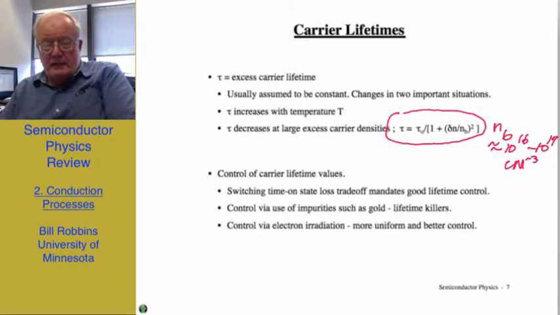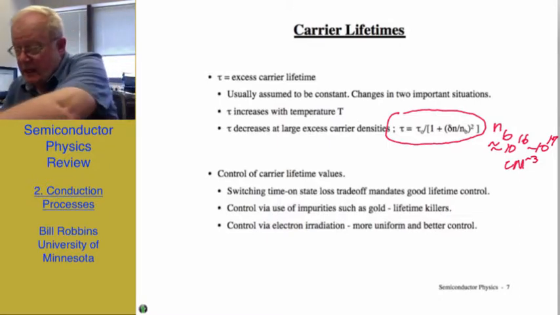There are two general mechanisms we use to control the carrier lifetime at the time of fabrication of the device. We can use impurities such as gold, which are lifetime killers and act as recombination centers, or we can irradiate the device by high energy electron irradiation, which is more commonly used because it gives us better control over the carrier lifetime. The consequence of the electron irradiation is it creates imperfections in the crystalline lattice that act as recombination centers.